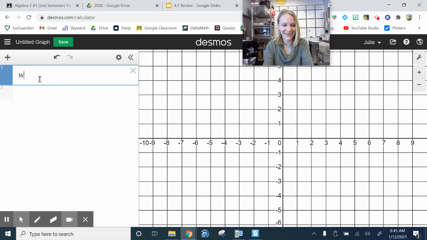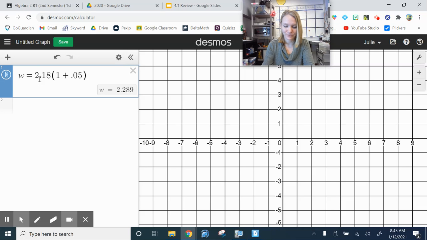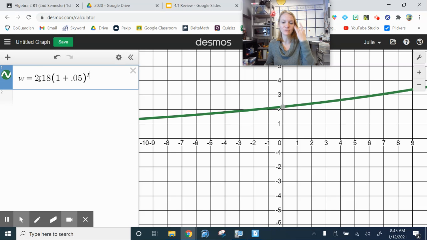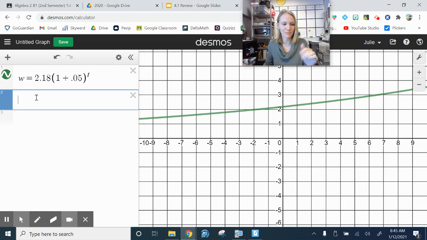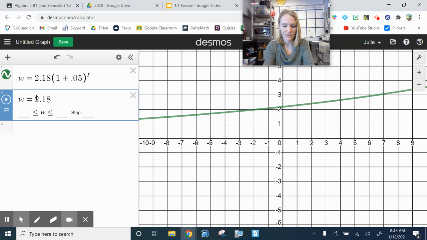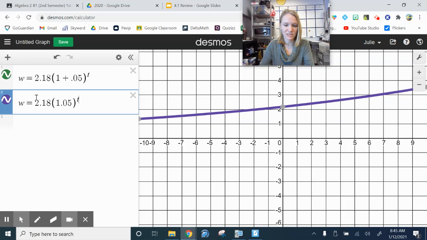Okay, so we said our model was W equals 2.18 times 1, you could write plus, and I'll show you that, 1 plus 0.05, and then you want to raise it to the t value. Doesn't really look like much. I'm just going to show you guys, this is the same thing. W equals 2.18 times 1.05 raised to the t value. It's the same graph. You see how there's no difference in the picture? So it doesn't matter.